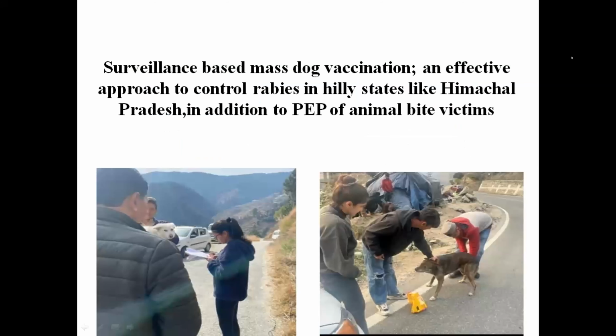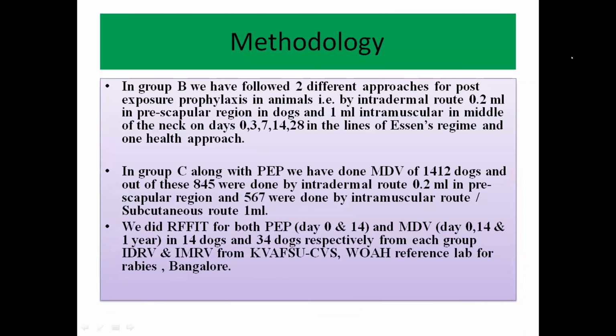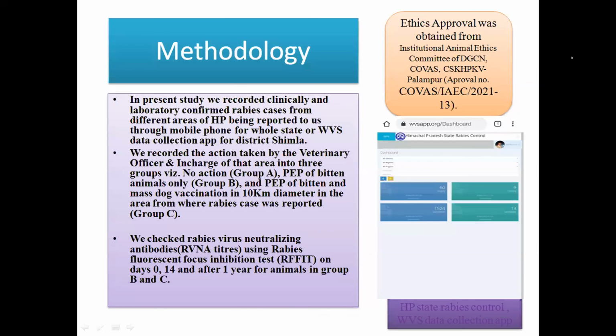So, a very simple app. Now the second, the other approach, is surveillance-based mass dog vaccination, an effective approach to control rabies in hilly states like Himachal Pradesh, in addition to PEP in animal bite victims. Although WHO is not recommending PEP in animals, in one of our studies, we have seen 21 dogs were bitten and 2 human beings were bitten.